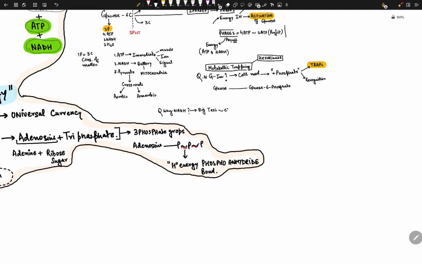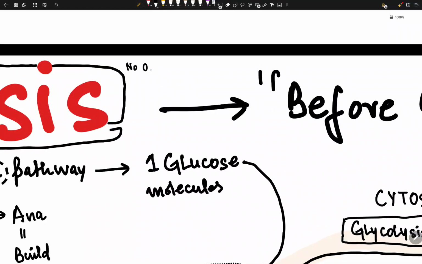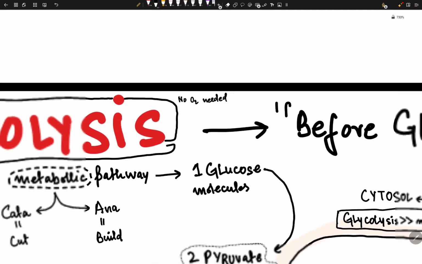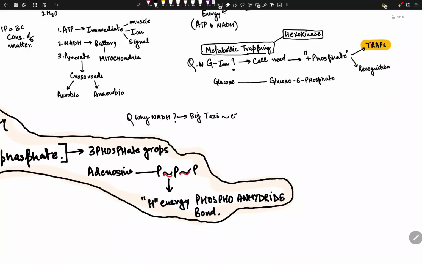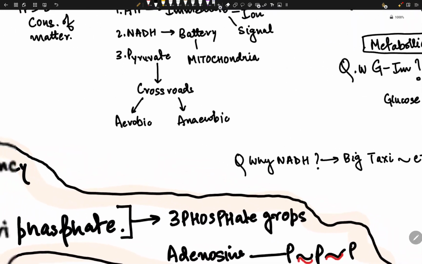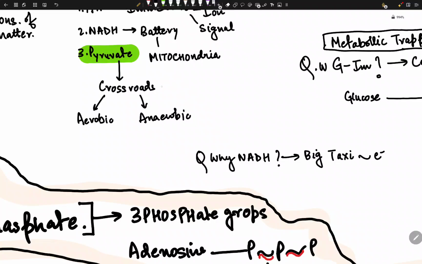Now, what about oxygen? Notice something. There is no oxygen, right? Oxygen does not appear anywhere in glycolysis. So let me write this here. No oxygen needed. That is the reason glycolysis can continue in exercise, in hypoxic situations, and in RBCs, right? However, after glycolysis, it depends heavily on oxygen. The pyruvate crossroad depends upon aerobic or anaerobic, whether we have oxygen or not, right?